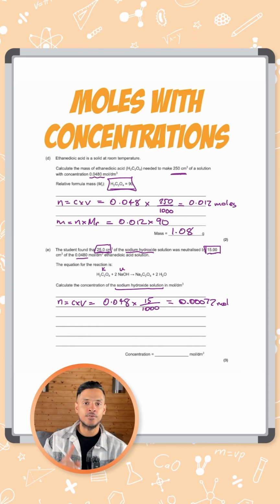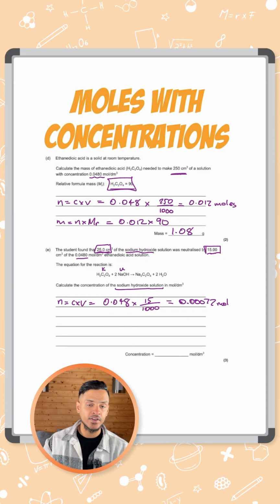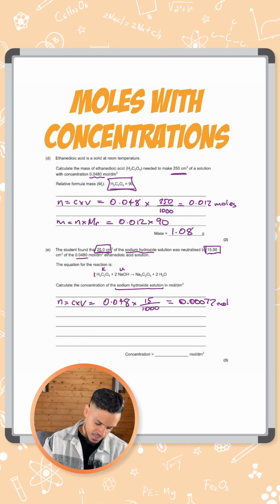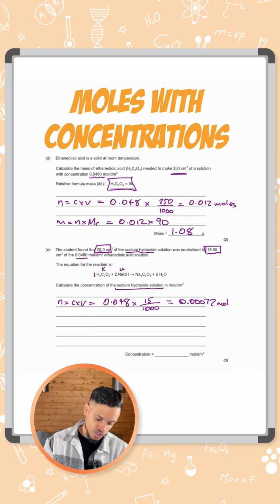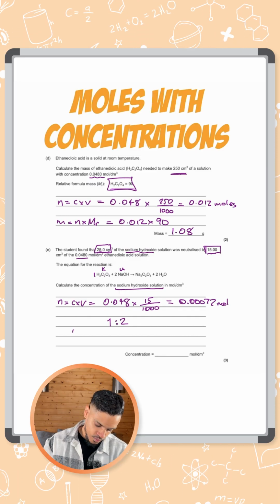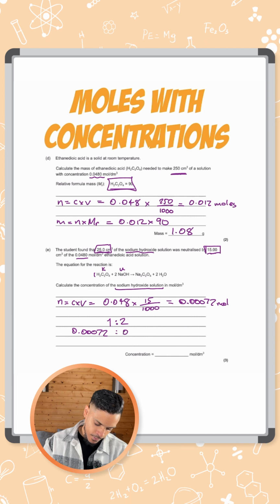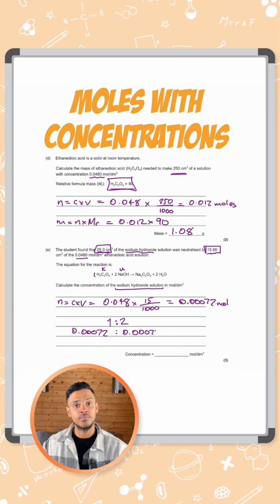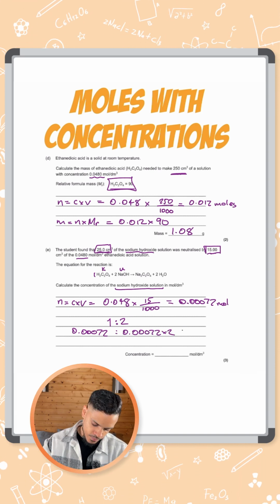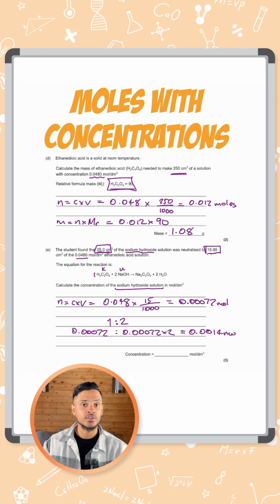Now, to get from the known to the unknown, we need to look at the ratio. The ethanoic acid doesn't have a number in front of it, so that's a 1, but the NaOH has a 2 in front of it, so it's a 1:2 ratio. So we get that number, the 0.00072, and we multiply it by 2 to get the number of moles of sodium hydroxide. So that would be 0.0014 moles of sodium hydroxide.